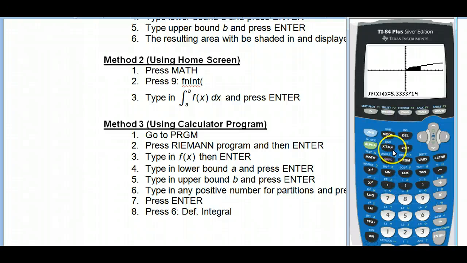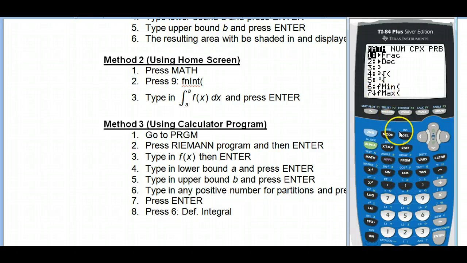Okay, the second method is just typing it in. So go to your home screen, which just means this blank screen here. You're going to press math and then number 9. You could either scroll down to number 9 or just press 9. Whoa, I got FNINT. Oh, okay, some of you don't have the silver edition. All right, I'll explain how to do this.